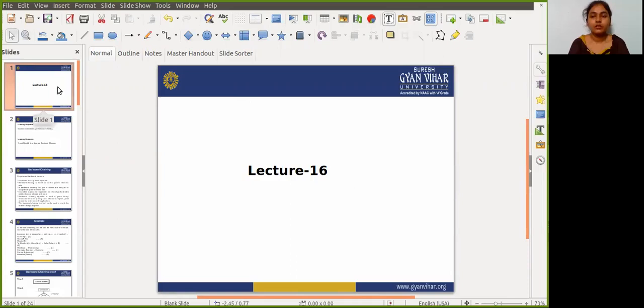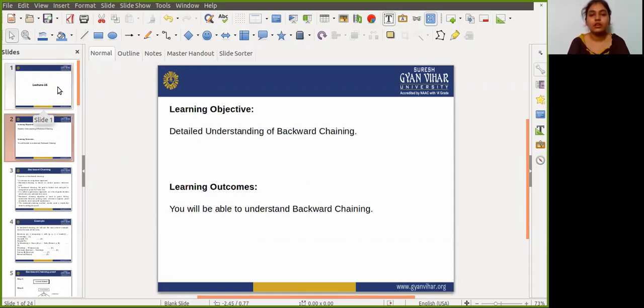Hello everyone. So in the last lecture we studied the forward chaining method, which is used as a technique in the inference engine. Okay. So in today's lecture we will understand the backward chaining method and the backward chaining properties, and how the conclusion is proved by using the backward chaining method and what type of techniques use it.